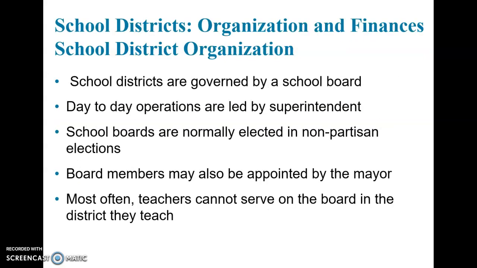The school district is governed by the school board, and its day-to-day operations are led by the superintendent. Your official hiring as a teacher will be done by the superintendent in most cases, who makes the recommendation to the school board. Sometimes there are school board members in on the interviews.